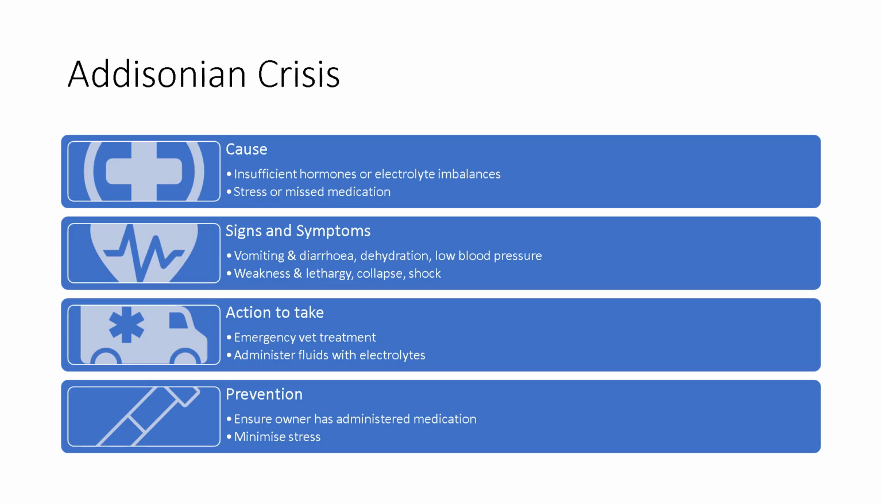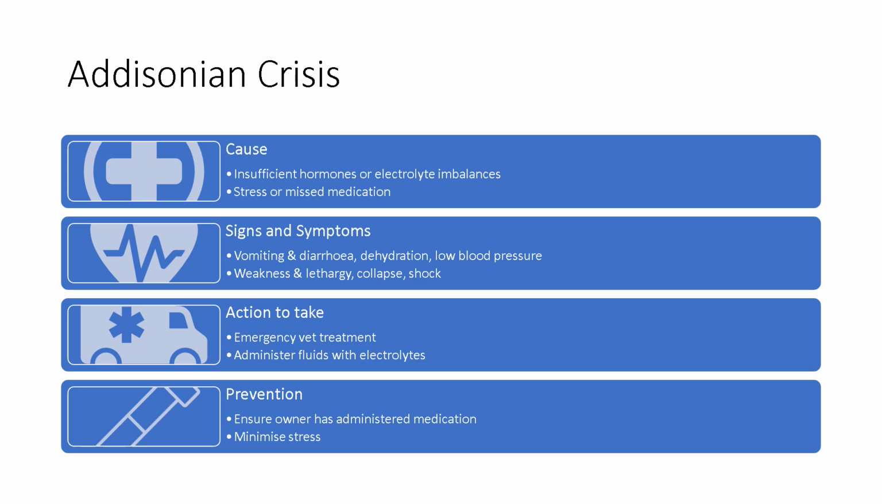An Addisonian crisis is a life-threatening emergency that occurs when a dog with Addison's disease experiences a sudden, severe imbalance in electrolytes or hormone levels. It's often triggered by stress, illness, insufficient cortisol and aldosterone production by the adrenal glands, or a lack of medication if a dog has recently been diagnosed or a dose of medication has been missed.